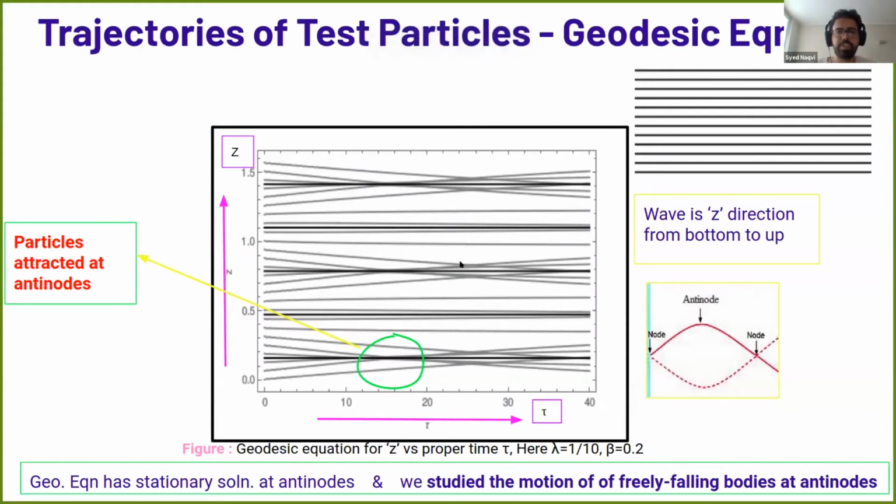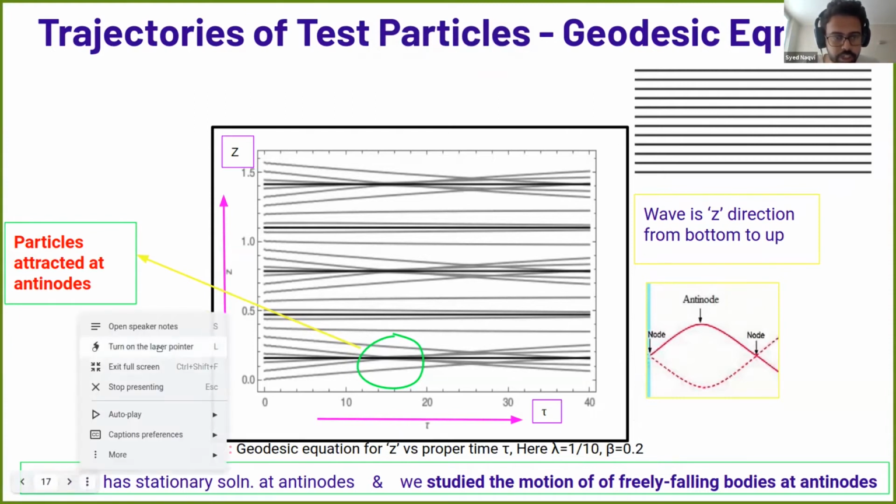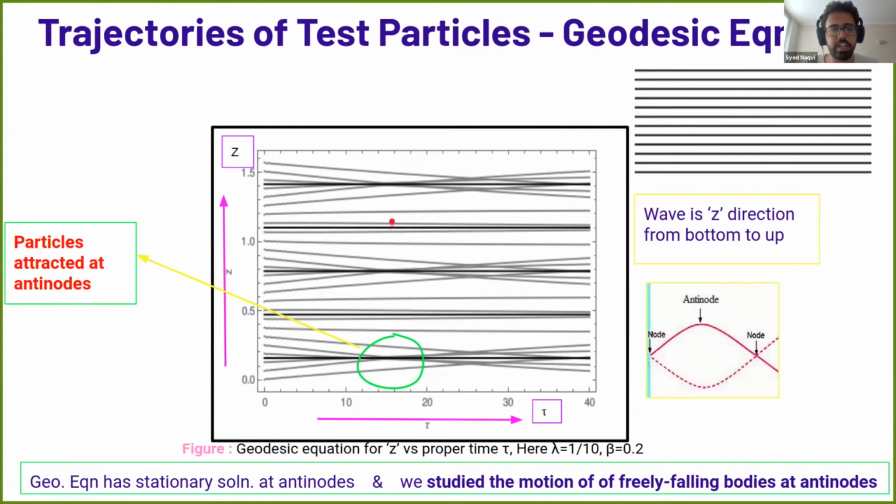And the idea is, first we study the geodesic equation. So you can imagine for a second that right now you are in flat spacetime and there are some parallel geodesics in the Z direction. And now you switch on this Gowdy spacetime. So this is actually what you will see, that the geodesics are getting attracted at these antinodes. And this agrees very well with the intuitive picture, right? Because if there are standing gravitational waves, at the antinodes there would be an accumulation of gravitational wave energy, which would imply some sort of attraction. So this agrees very well with our intuitive picture that at the antinodes, the particles will get attracted.